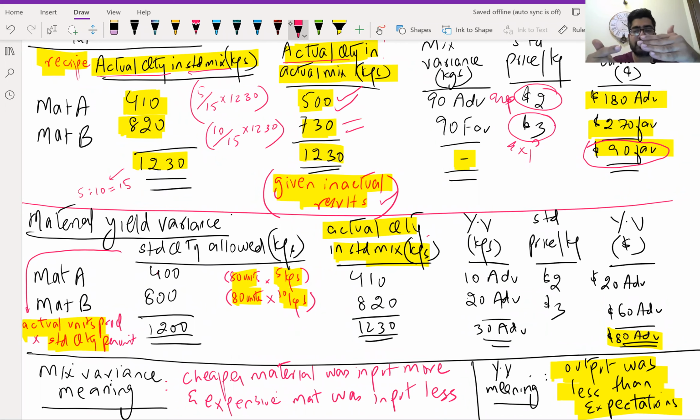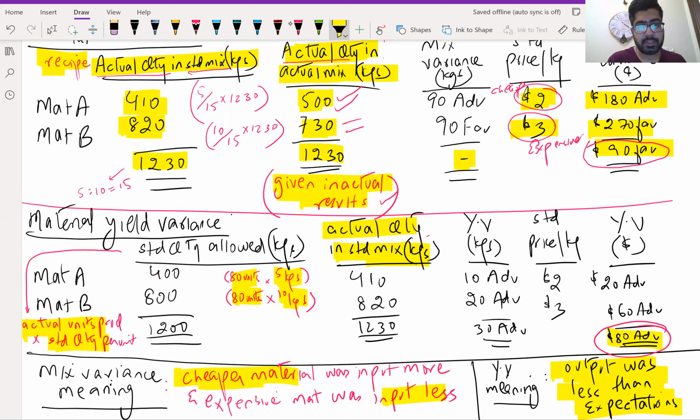However, it could be adverse. Maybe in the next question, I will prove that it will be vice versa. But don't write the statement at the moment for the other issue as well. It's just one learning point: when yield variance is favorable, output more. Yield variance adverse, output less. Here, yield variance is 80 adverse, output is less. But mixed variance favorable means the cheaper material out of A and B, the cheaper is 2, that's input more, 500 plus of 410, and expensive B, that's input less.